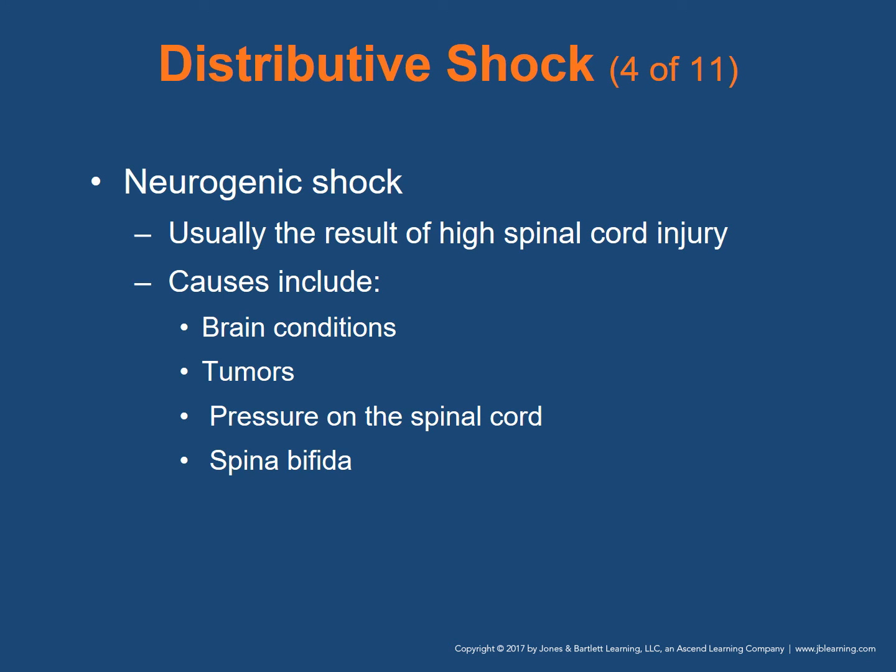Now we move on to neurogenic shock. Neurogenic shock is normally a high spinal cord injury. So it occurs when there is a disruption in the spinal cord that prevents the neurons and the nerve messages from being sent and received to the vessels. Some of the reasons you see are brain conditions that cause it, tumors, pressure in the spinal cord, or spina bifida, so when the spine at the base of the spine doesn't actually form correctly.